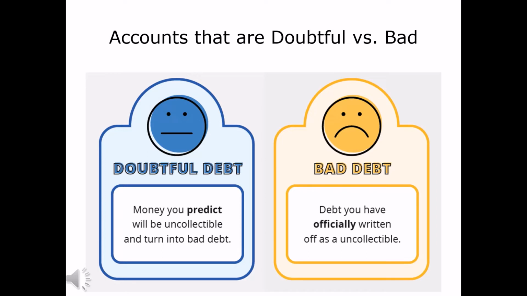Unfortunately, we don't always get the cash for our accounts receivable balances. There's two terms that we use for accounts. One is doubtful. A doubtful account is something that we predict is going to be uncollectible, but we still don't know quite yet. A bad debt is an accounts receivable that we have officially written off, or one that we need to because we know it is uncollectible.